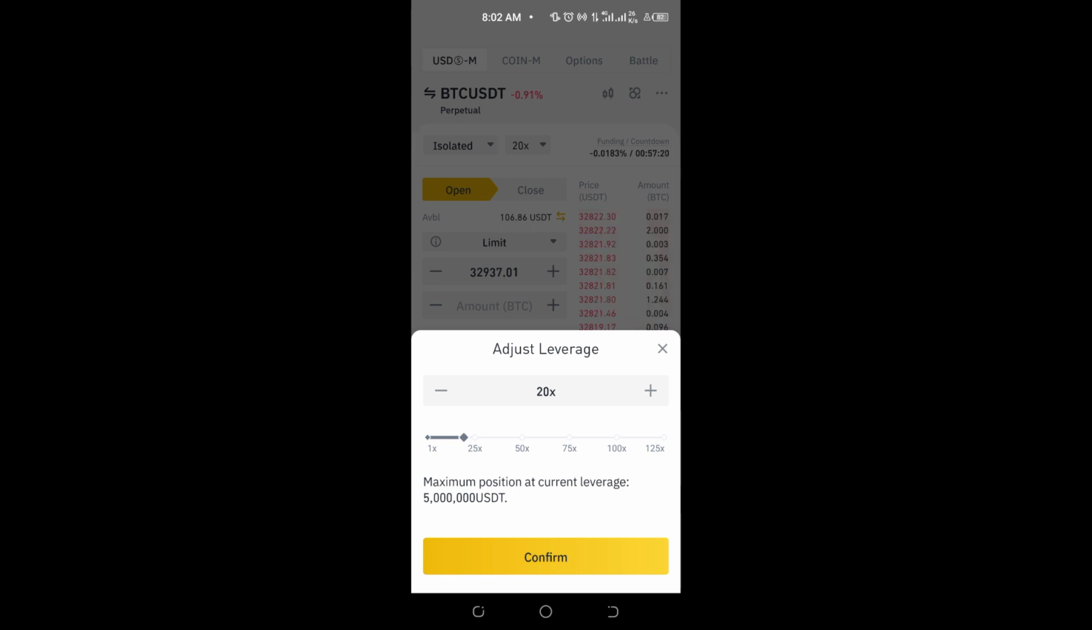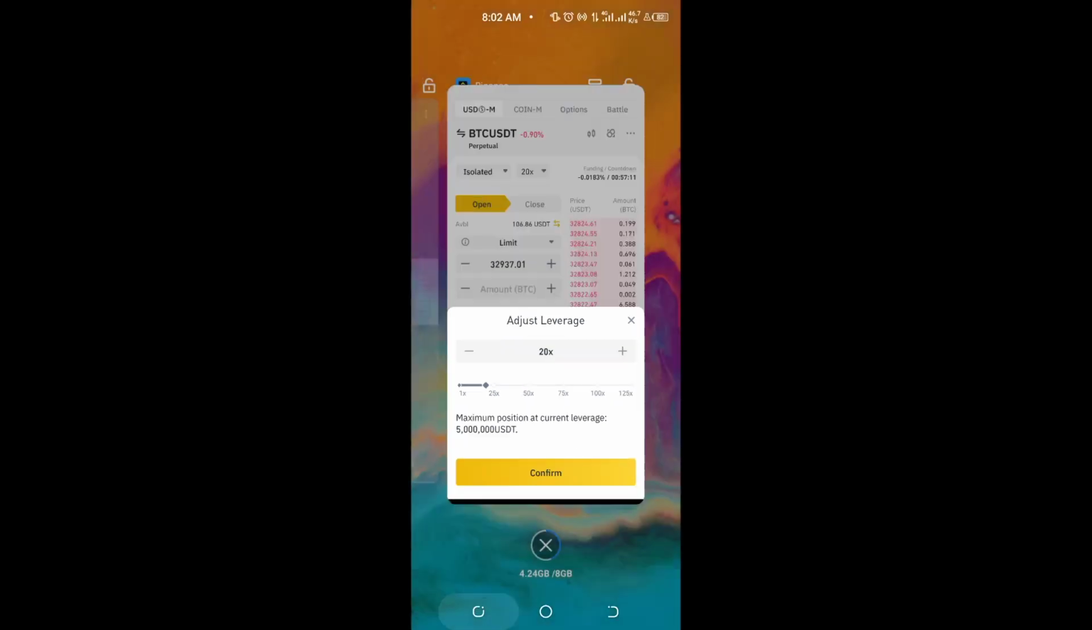And with this, it makes you become more profitable if your predictions are right. So let's quickly have some explanations as far as leverage is concerned. Now let's look at this.